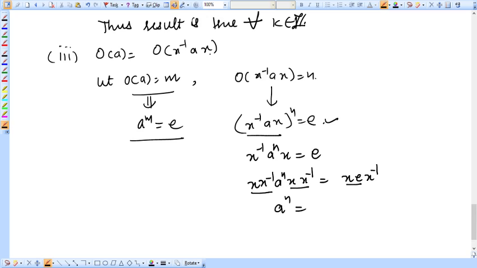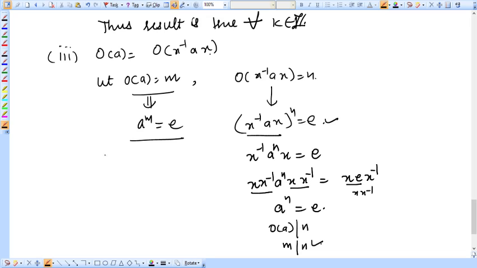So this is x into x inverse, which is equal to e. Therefore we have reached the result that a raised to power n is equal to identity element. But we know order of a is equal to m. So therefore order of a divides n, that is, m divides n.